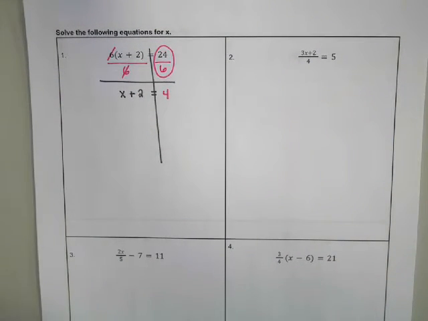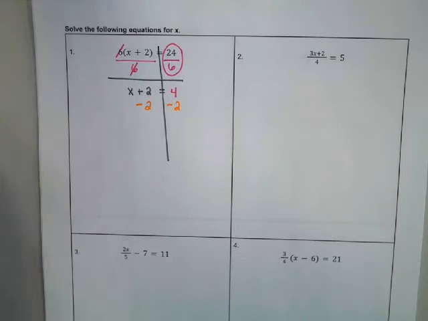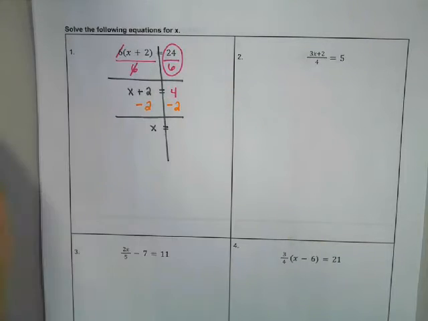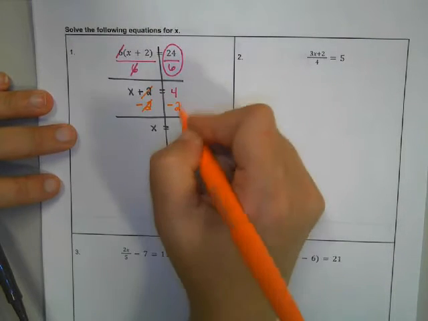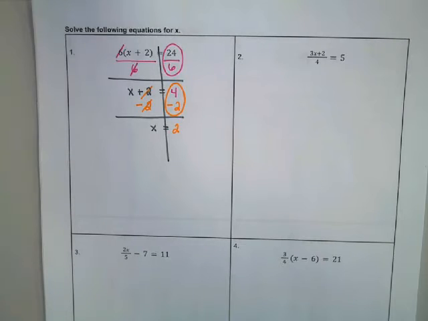Now I can solve this by doing what I've always done, which is subtract 2 on both sides. And I get x equals 2 minus 2 is 0, and 4 minus 2 is 2. So x equals 2. Now, like I said, there's lots of different ways to do this problem. This is my favorite way to do this problem.